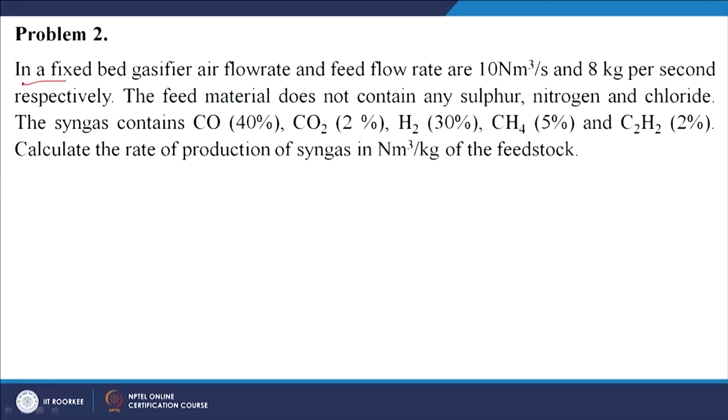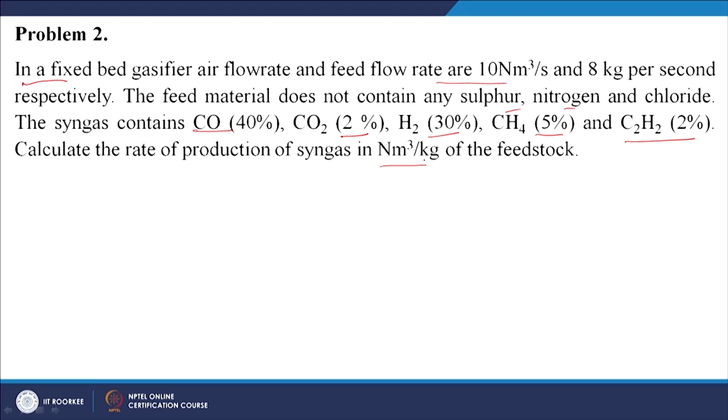Our next problem statement says: in a fixed bed gasifier, air flow rate and feed flow rate are 10 normal meter cube per second and 8 kg per second respectively. The feed material does not contain any sulfur, nitrogen and chlorine. The syngas contains carbon monoxide 40%, CO2 2%, H2 30%, CH4 5% and C2H2 2%. Calculate the rate of production of syngas in normal meter cube per kg of the feedstock.